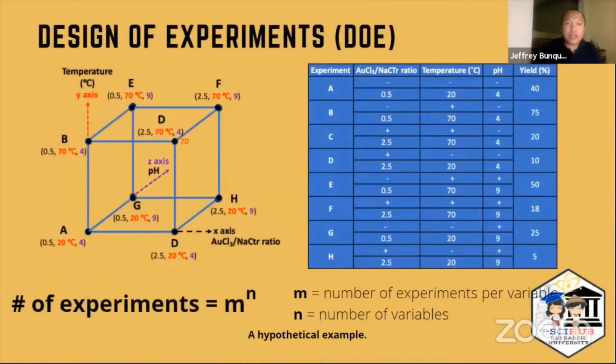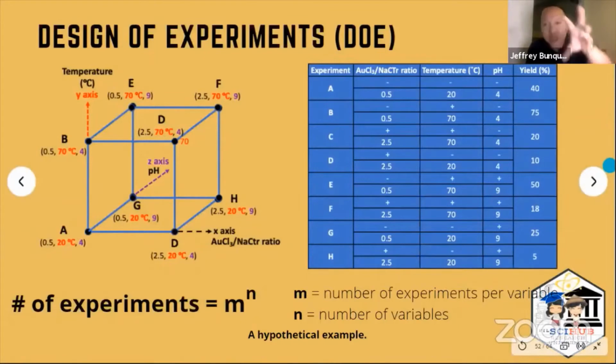So ito po, ita-translate nyo lang po into yung 3-dimensional matrix into a tabulated form. And then you're gonna populate it po with the corresponding value. So yung point A again is the lowest value for all variables. So yun lang din po, yun yung set ng conditions sa inyong i-implement sa inyong experiments. And then dyan po, by doing so, we can actually assure that it's gonna be much easier for you to identify yung optimal set of conditions.